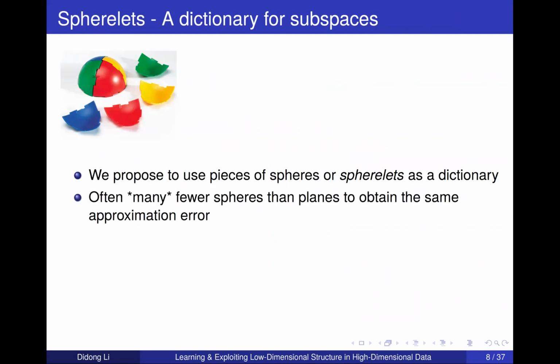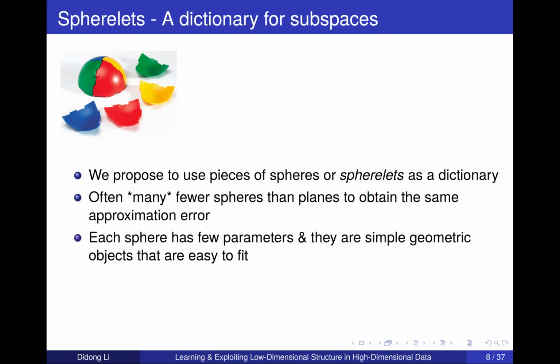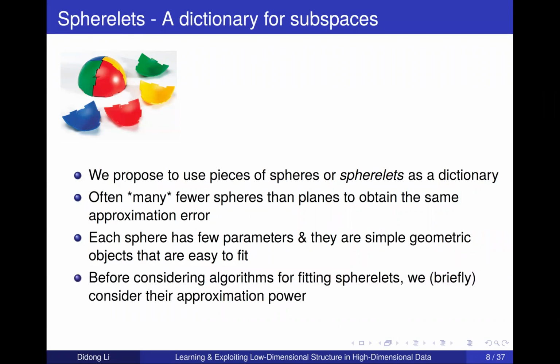So often there are fewer spheres than hyperplanes to obtain the same approximation error. Each sphere has few parameters and is a simple geometric object, so it's very easy to fit the data by some sphere. I will talk about the algorithms later. Before that, let's look at the approximation power.